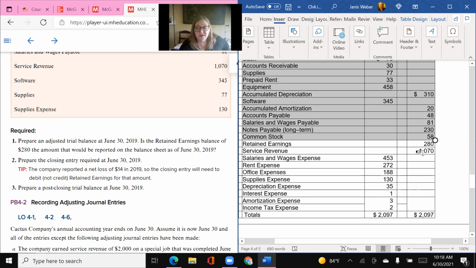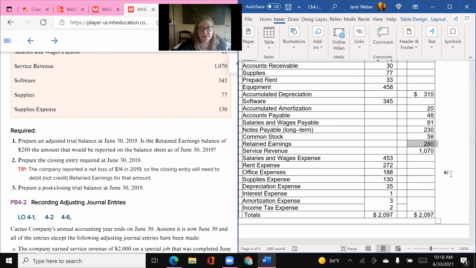So all these numbers are the same. The retained earnings number would be different because it would include the summary of all these revenue and expense accounts, because they get dumped into it. So let's do the closing entry.